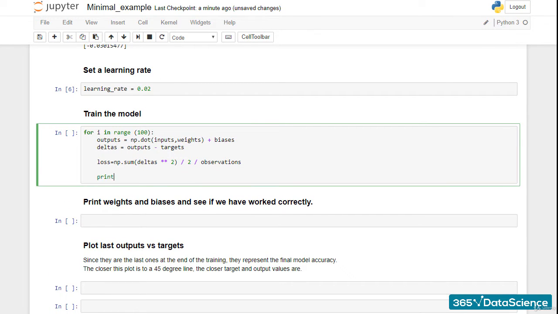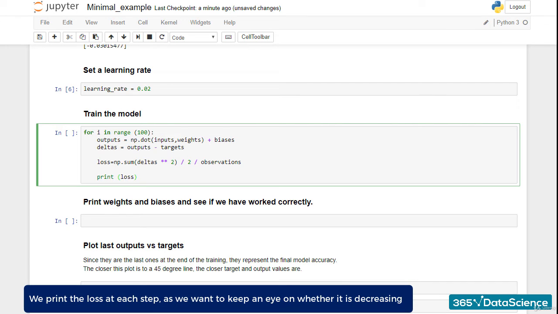We'll print the loss we've obtained at each step. That's done as we want to keep an eye on whether it is decreasing as iterations are performed. If it is decreasing, our machine learning algorithm functions well.